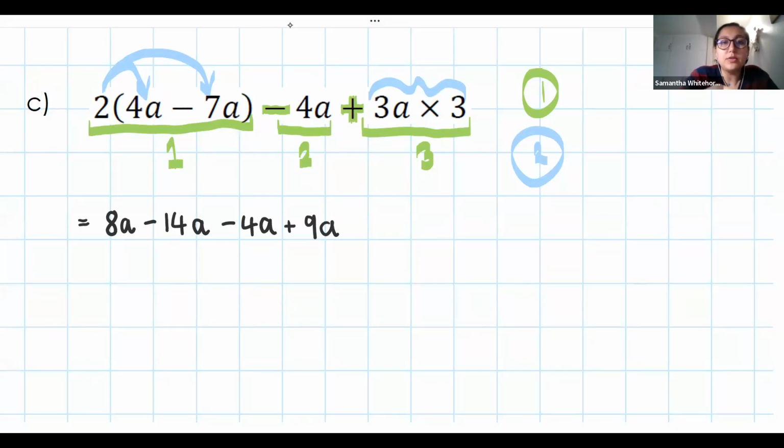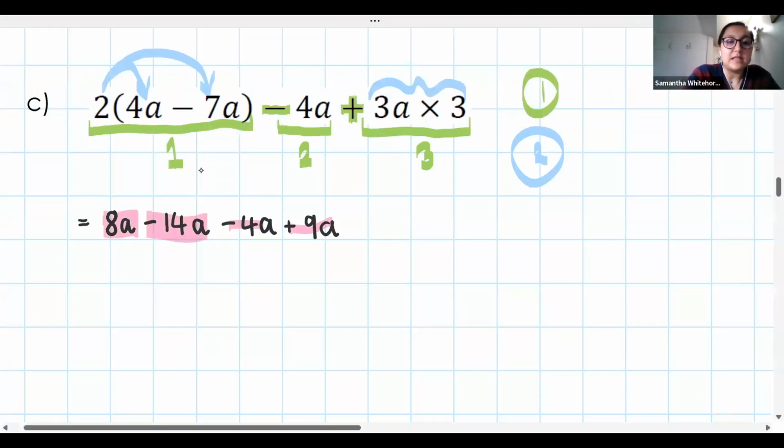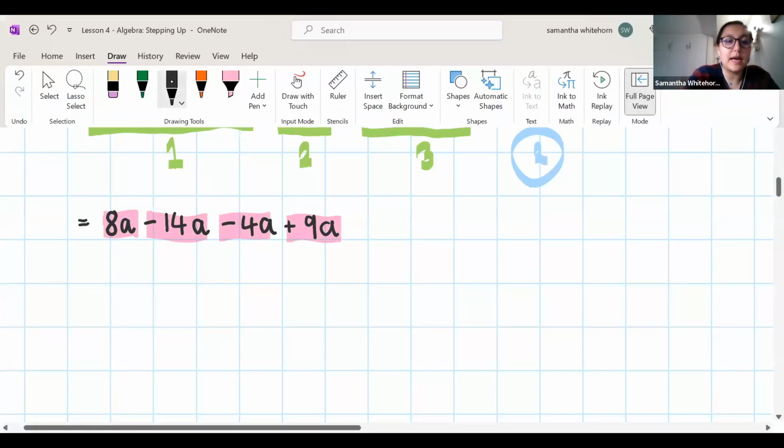Now, hopefully what you see here, guys, is that all of these are like terms. All of them have just a as their variable, which means they all fall in the same group of like terms. So now we can go and add and subtract.